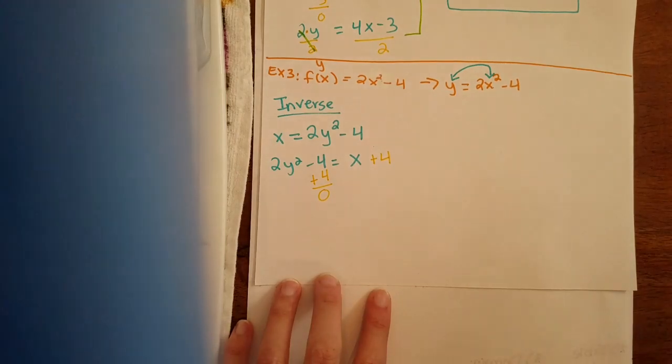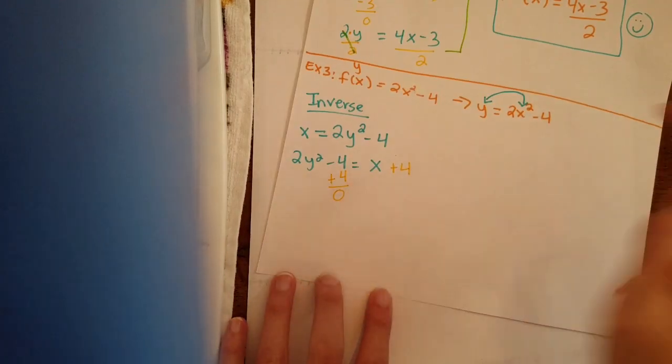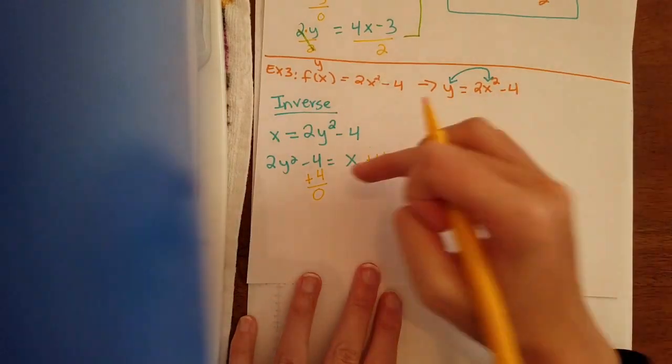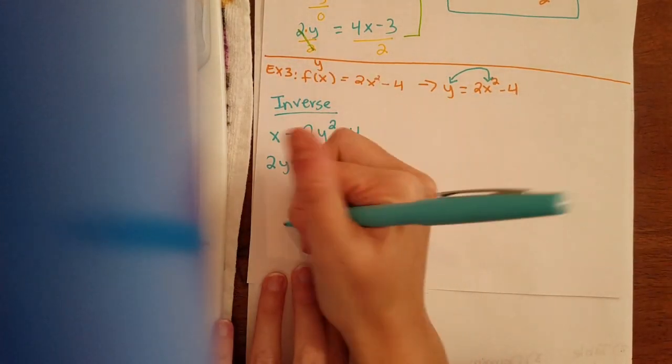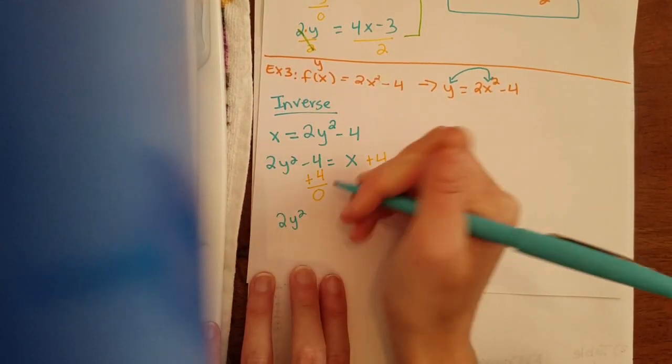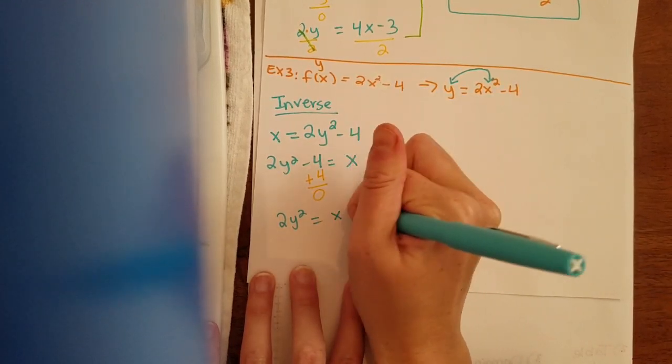Okay, so we're going to add it on both sides, and I cannot combine these since they are not like terms. So I'm just going to leave it as x plus 4 on that side. So this is going to be 2y squared equals x plus 4.